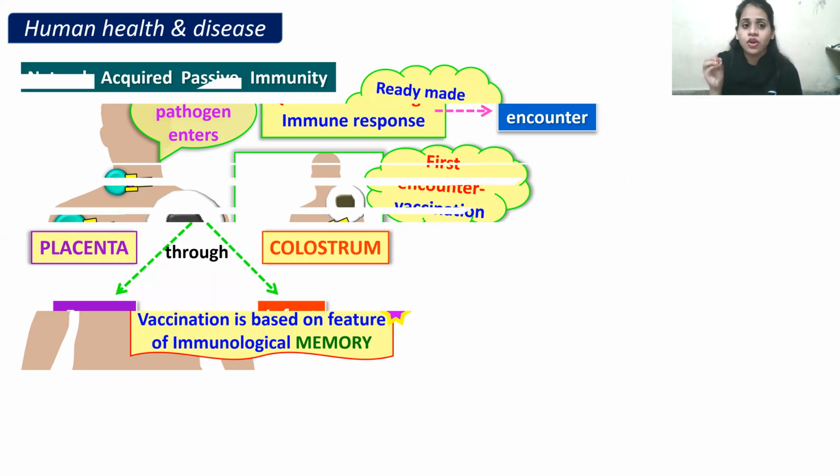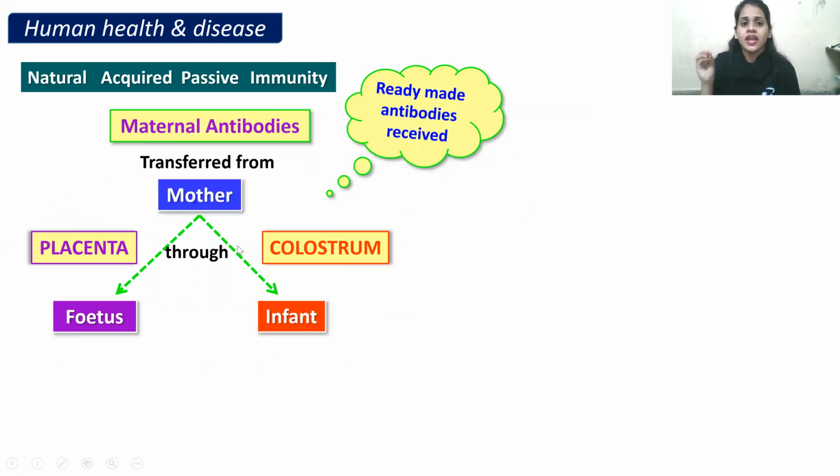Okay, we have already talked about the two types of active immunity, that is natural acquired active immunity and artificial acquired active immunity. Now let us proceed towards the next type, that is natural acquired passive immunity.